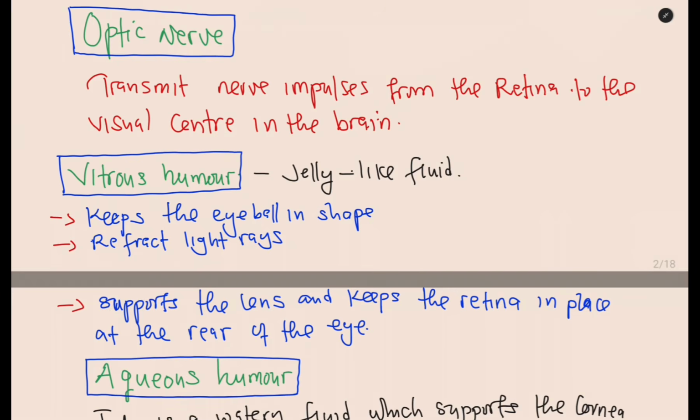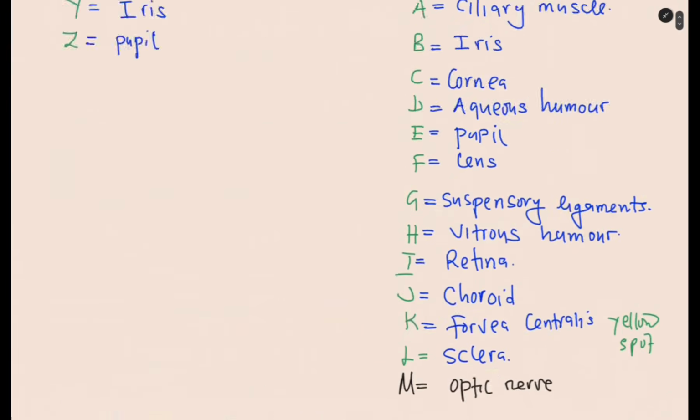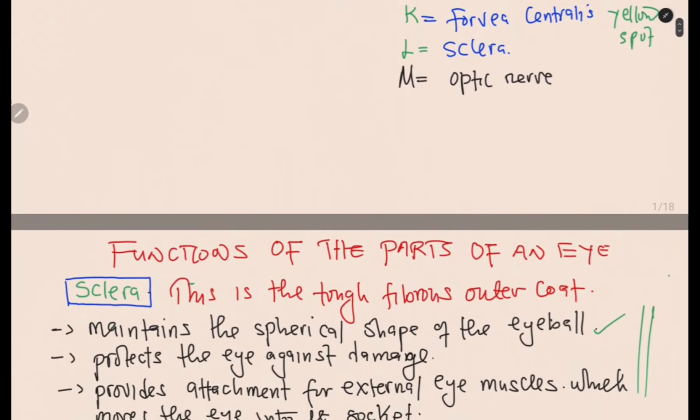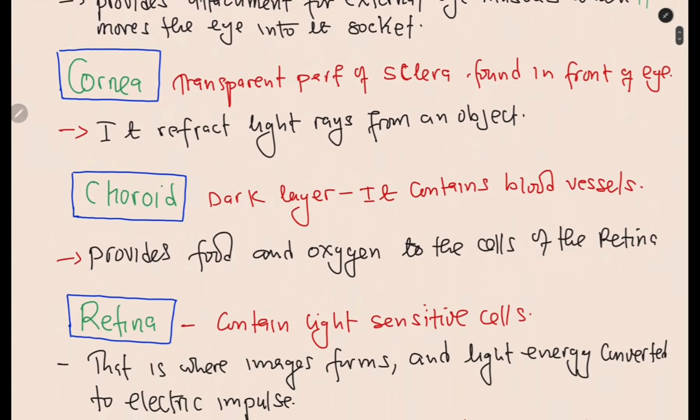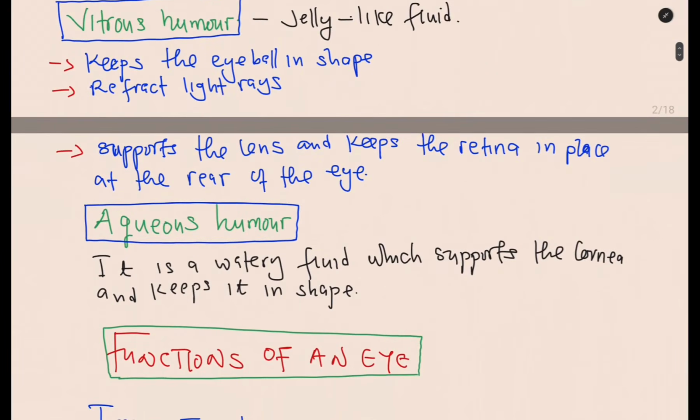Then what about the aqueous humor? The aqueous humor, as you know, is found between the lens and the cornea, right here. The aqueous humor also plays an important role in the refraction of light. It's a watery fluid which supports the cornea and keeps it in shape. Aside from that, it also makes up the refraction power of an eye together with the lens.